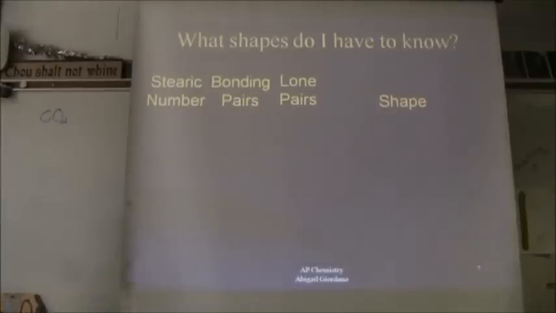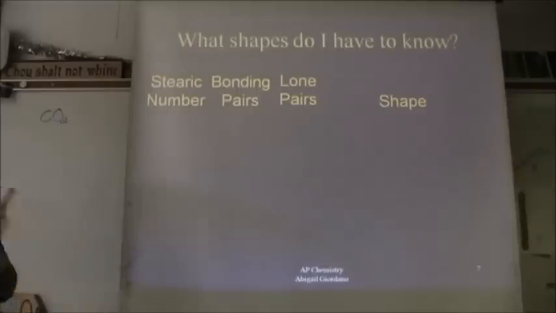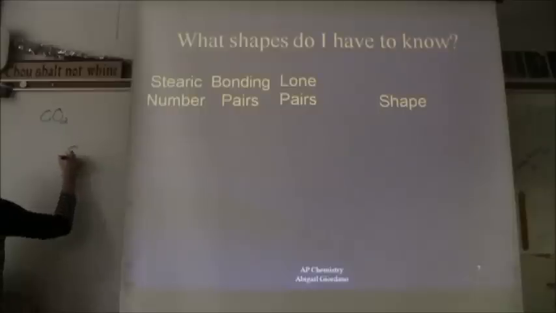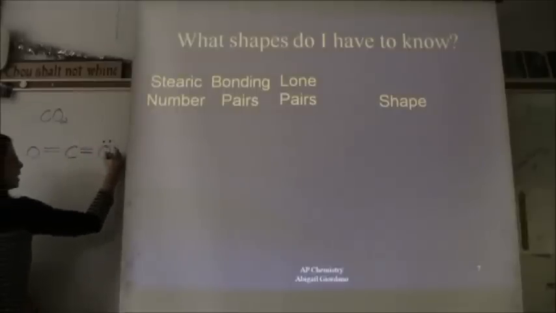So for each shape, I'm going to give you an example. We'll look at its Lewis structure. And I'm going to move pretty fast, so here we go. And here is our first one. Most of the examples we're going to do today, you have already drawn, maybe today, maybe last class. So if you go back and look at your notes, you will find these Lewis structures. So here's carbon dioxide.